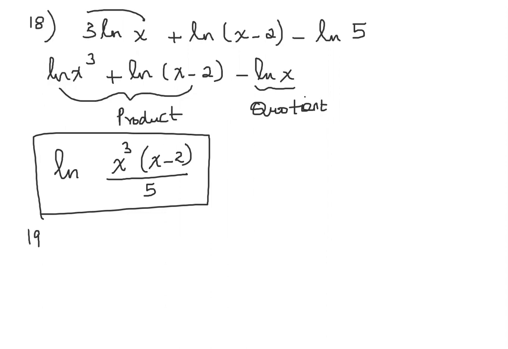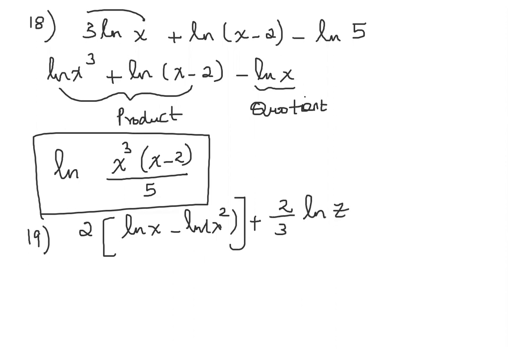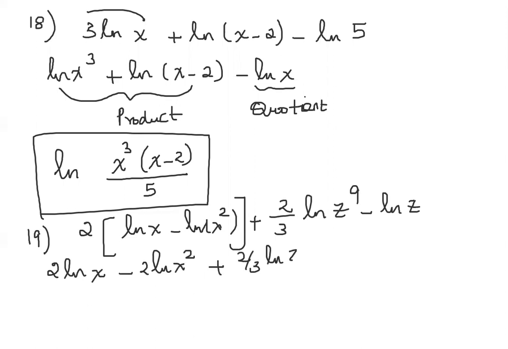Number 19. So we have 2 plus 2/3 ln z to the 9 minus ln z. So it's kind of a long problem. First we have to distribute the 2 for each one. So 2 ln x minus 2 ln x squared plus 2/3 ln z to the 9 minus ln z. So this one goes to the numerator, x to the x squared.